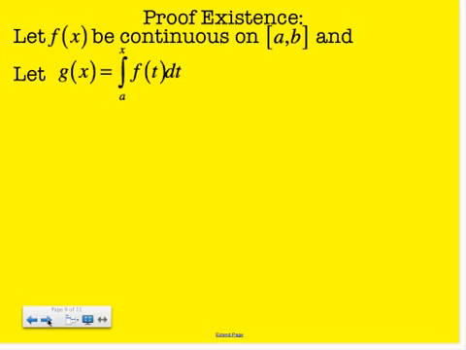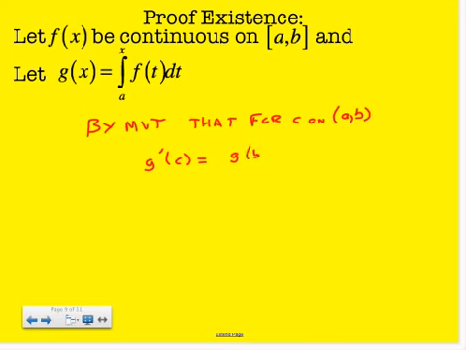Now, what do we know? We know by the mean value theorem that for some c on the interval [a, b], g prime of c is going to be equal to g of b minus g of a over b minus a. Now let's fill in some blanks here, okay? What is g prime of c the same as? Well, g prime of x is going to be equal to f of x by the fundamental theorem. And so I can replace g prime of c with f of c.